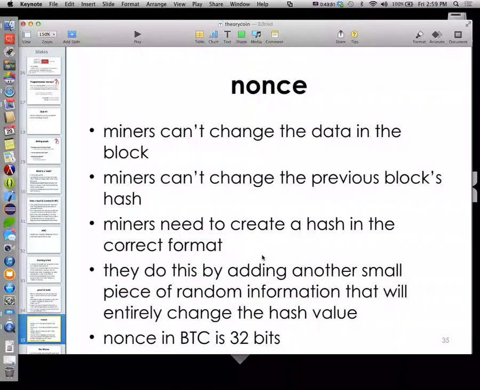So miners need to create a hash in the correct format. They do this by adding another small piece of information, this nonce, and that will entirely change the hash value. And this nonce is usually a 32-bit value in the SHA-256 algorithms.